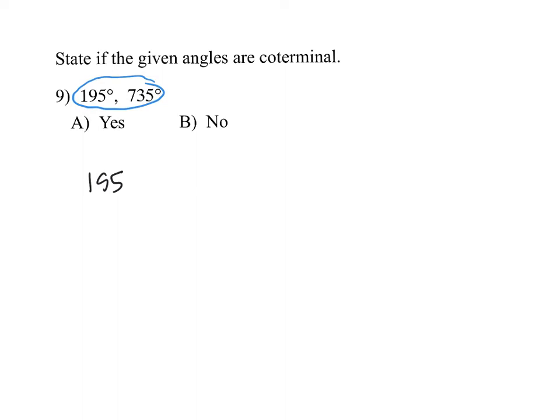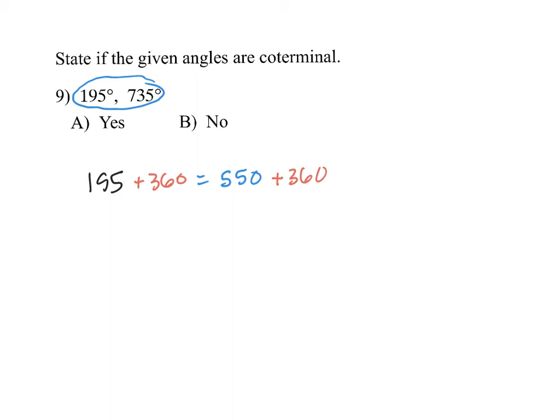Since 735 is larger than 195, I'm going to start adding 360 and see if I hit 735. Now, you might have to add it more than once. So keep going until you either hit it or go past it. Okay, so 195 plus 360, that's going to be 550. So it's still well short of 735. So let's add 360 again. If we hit 735, then we know they're coterminal. If we go past it, we know they're not.